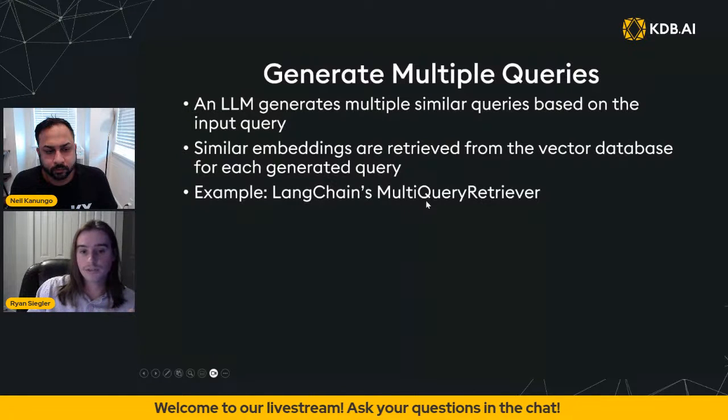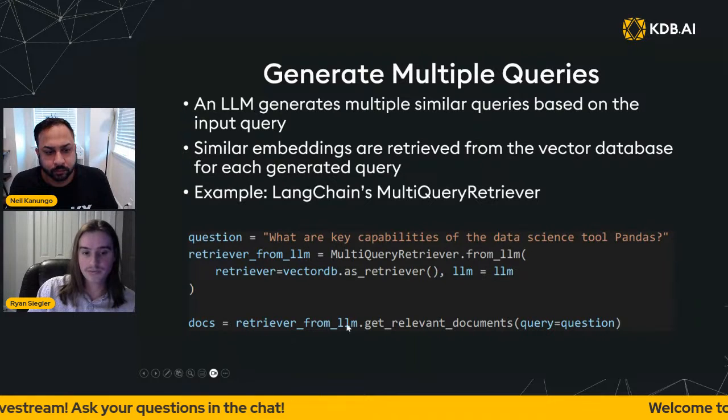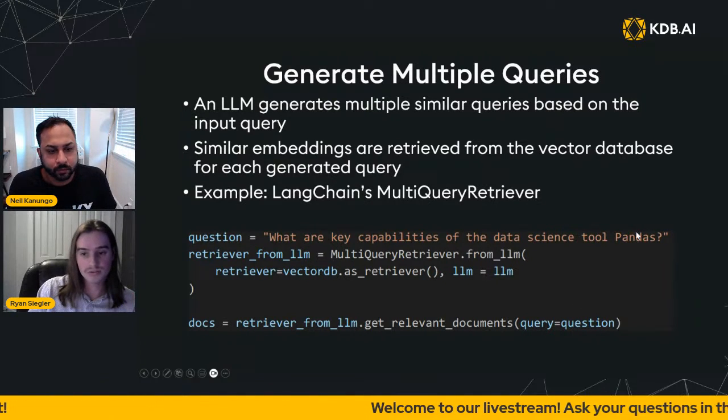So the LangChain one is the multi-query retriever. There's just a quick blip of code here. You can set this up. Basically, you set up your retriever, and then you pass in the query, like what are the key capabilities of data science tool pandas.